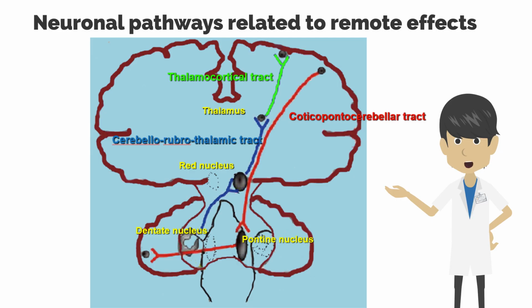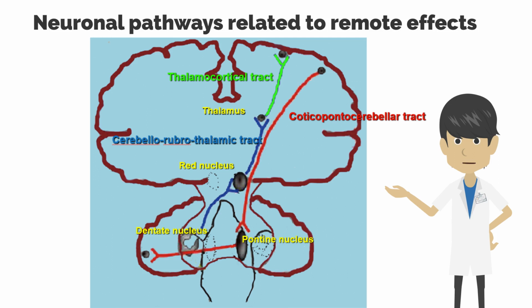The neural pathways associated with the remote effects are shown. The cortico-pontocerebellar tract is shown in red. It leads from the cerebral cortex to the ipsilateral pontine nucleus and then to the contralateral cerebellar hemisphere. The thalamocortical tract, shown in green, runs from the thalamus to the ipsilateral cerebral cortex. The cerebello-rubrothalamic tract, shown by the blue line, leads from the cerebellar dentate nucleus to the contralateral thalamus via the contralateral red nucleus.